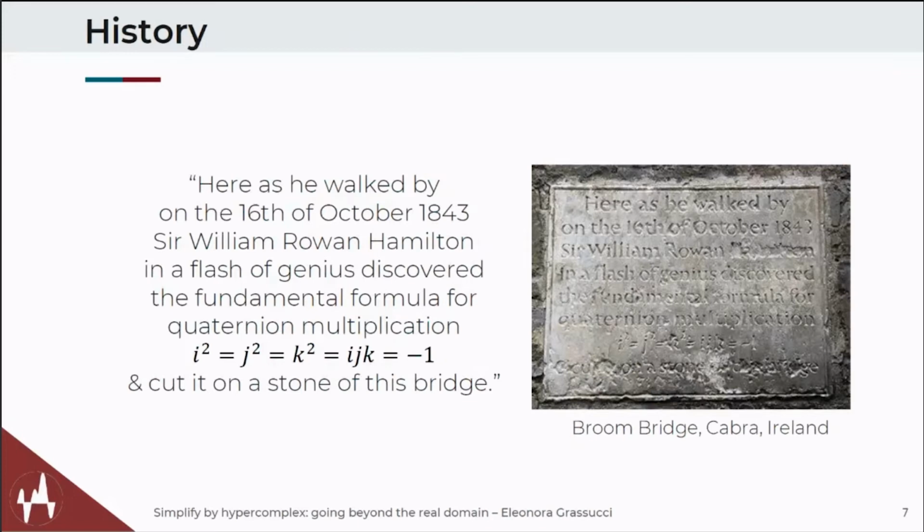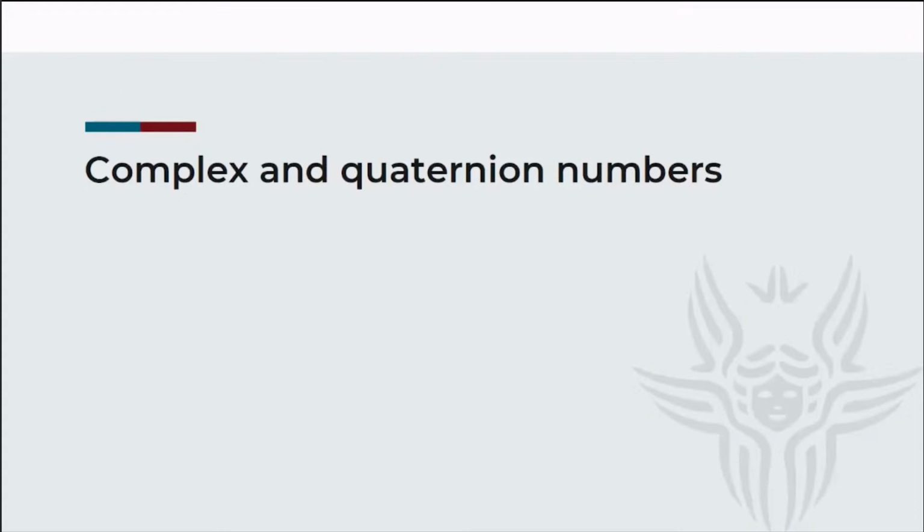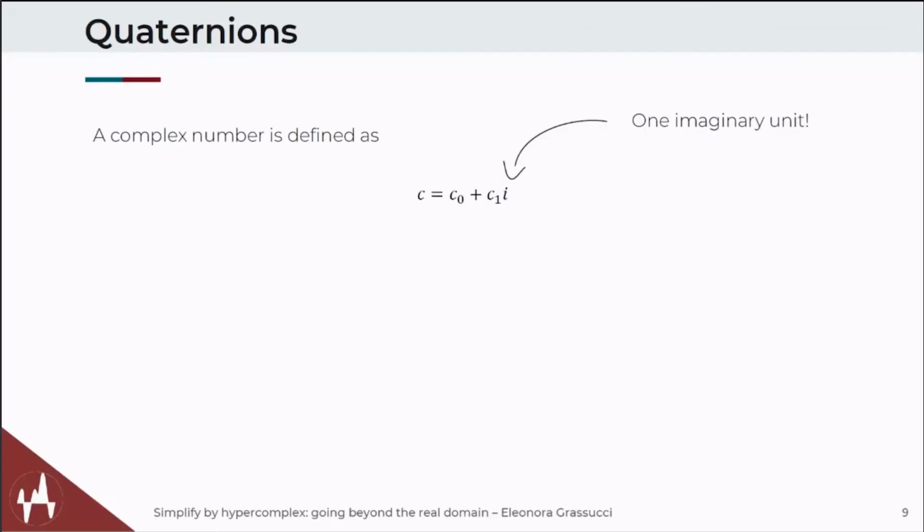A bit of history: quaternions were discovered by Hamilton when he was working on the Broom Bridge in Ireland. And he got this flash of genius, and then a stone was placed on the bridge to remember this flash of genius. Let's go more in detail with some theory.